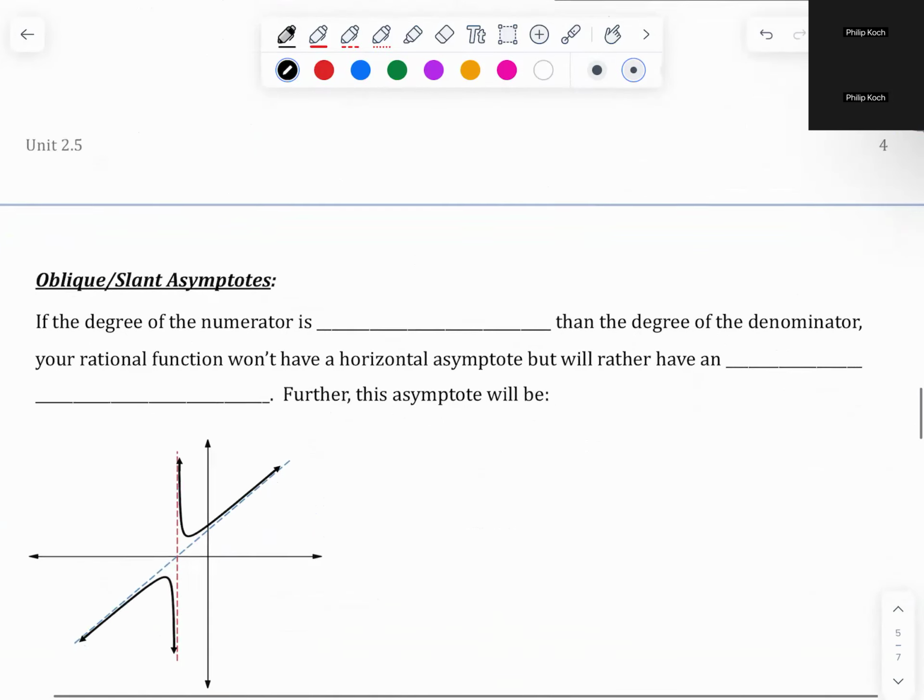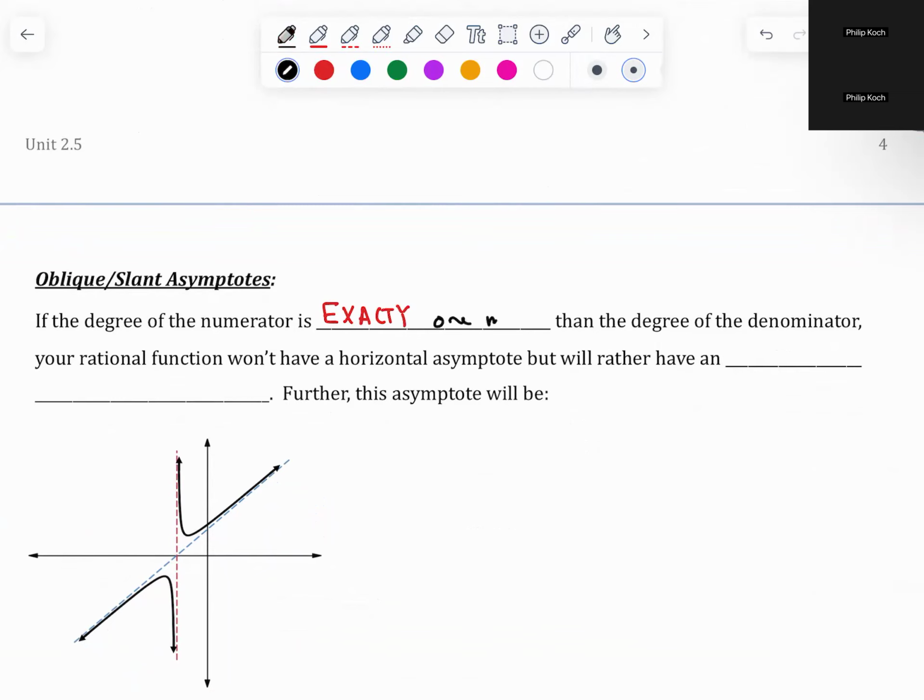And if the degree of the numerator is exactly 1 more than the degree of the denominator, your rational function won't have a horizontal asymptote because the degree of the numerator is larger. And that means that the numerator grows faster. So you get a big number over a finite number, it becomes infinity. But rather, it will have a slant or oblique asymptote. So I'm going to call that an OA or an SA. An oblique asymptote OA or a slant asymptote SA.